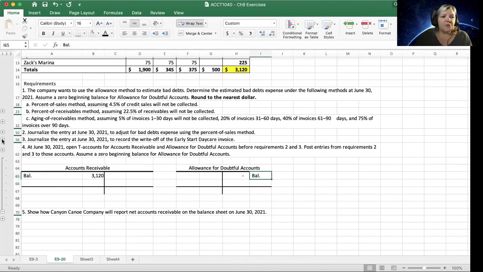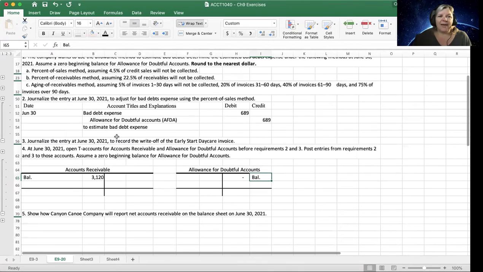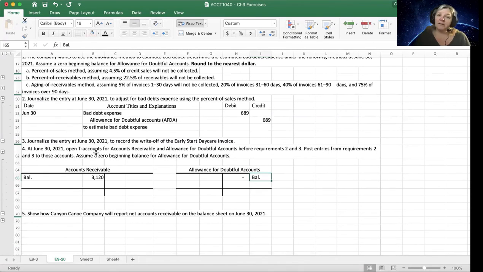So we'll start with journal entry number 2 above. And if we look here, we have a debit to bad debt expense, an income statement account. We're not doing a T account for that one. And we have a credit for allowance for doubtful accounts. So we're going to put that credit into the account. Remember, credit's on the right, debit's on the left.